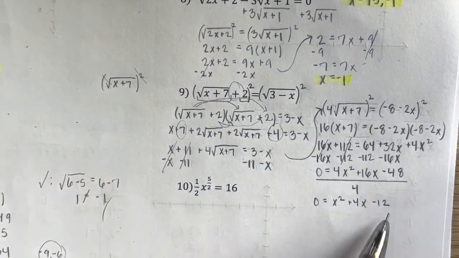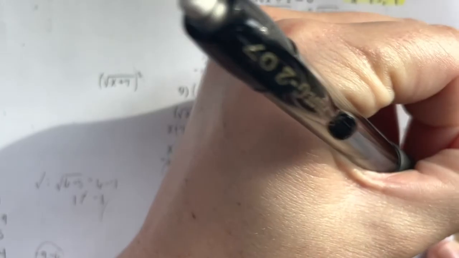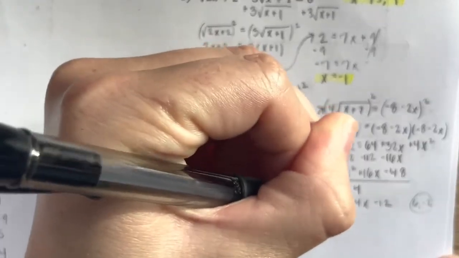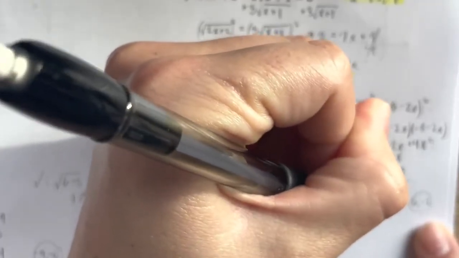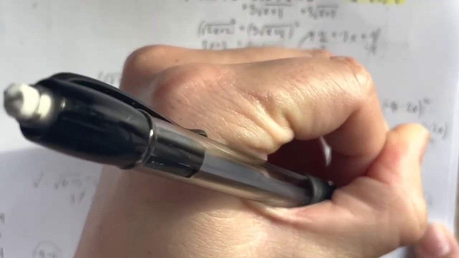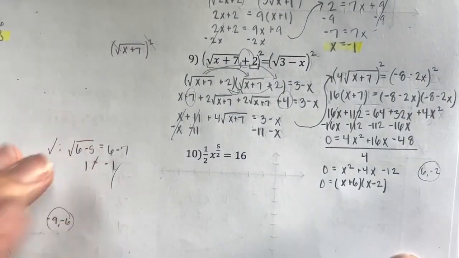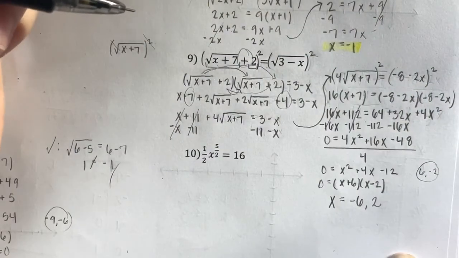And then from there, we're just looking for factors of negative 12 that add up to 4. So it would be 6 and negative 2. And then 0 equals, since it's 6 and negative 2, it factors into x plus 6 times x minus 2. And then if we set each factor equal to 0 and solve for x, we end up with x equals negative 6 and positive 2.